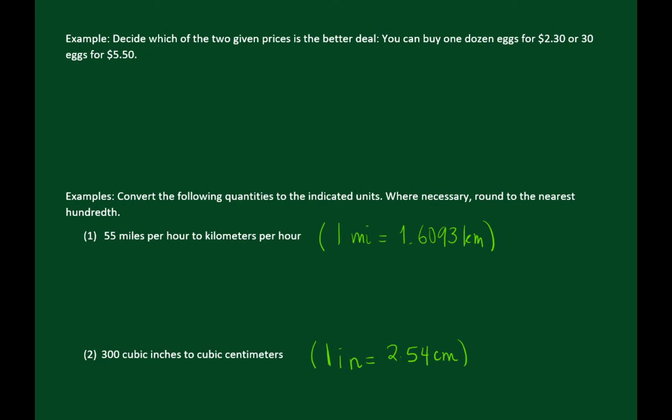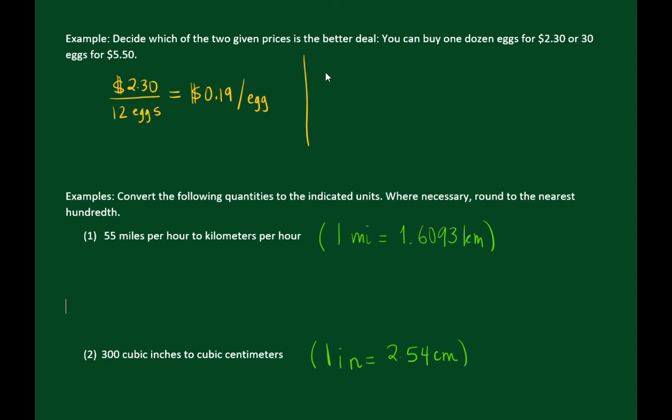Actually, the unit price is often given in there, for example per egg, but here's the mathematics behind it. You try to determine the unit price of one egg. For the first one, you divide $2.30 by 1 dozen, which is 12 eggs. If you divide, you can use a calculator, and I got approximately $0.19 per egg for the first case.